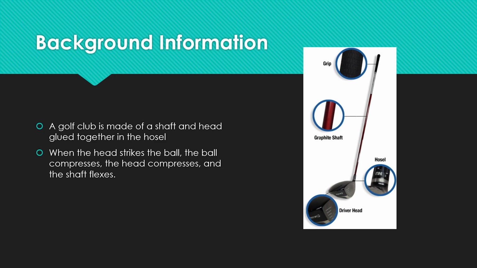A little bit of background information. A golf club is made up of several different components. These components include the grip, the shaft, the hosel, and the driver head. The main things that are going to affect us today are going to be the shaft, the hosel, and the head. The shaft is the long portion of the club that connects to the head in the hosel. The hosel is just kind of that neck portion of the golf club that the shaft connects into.